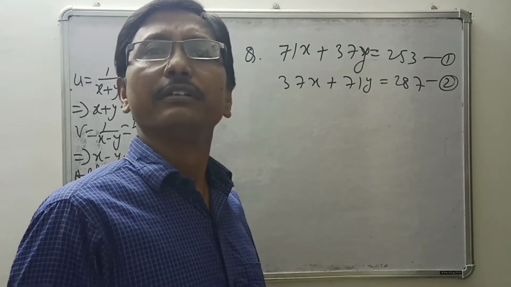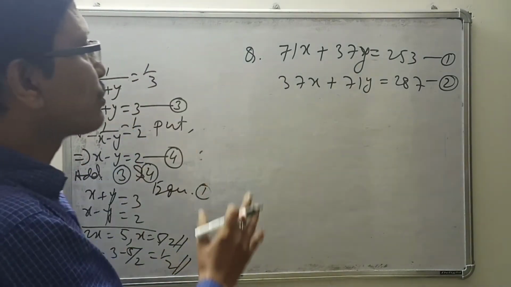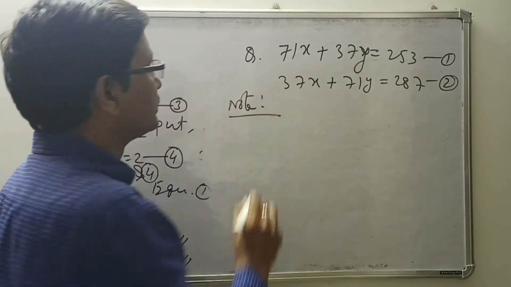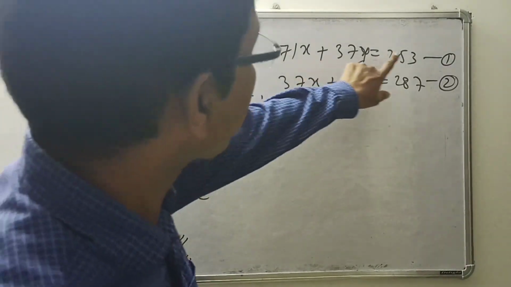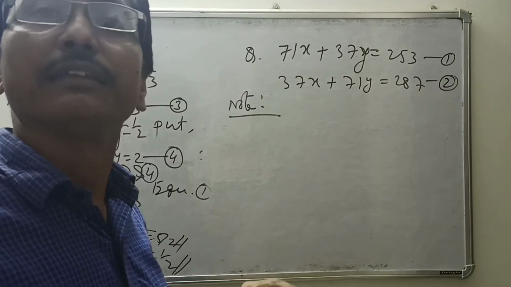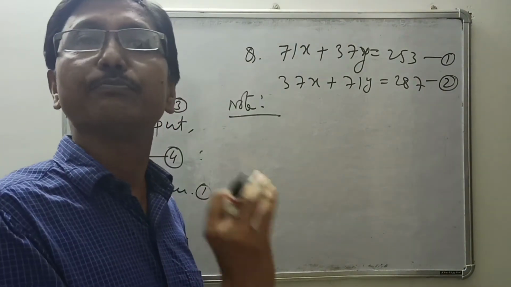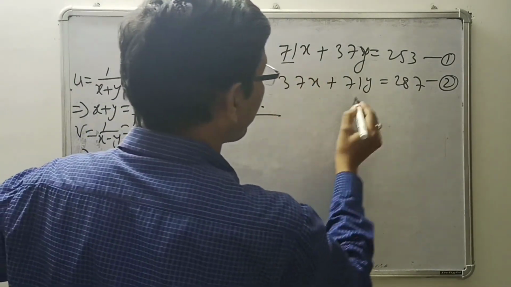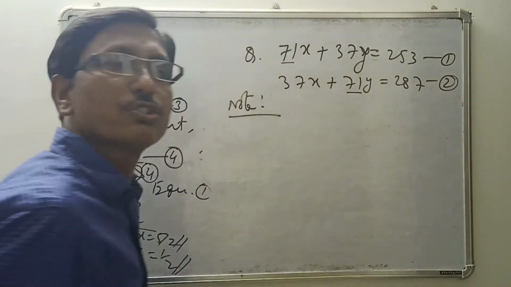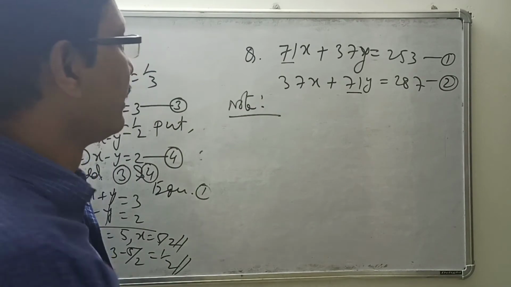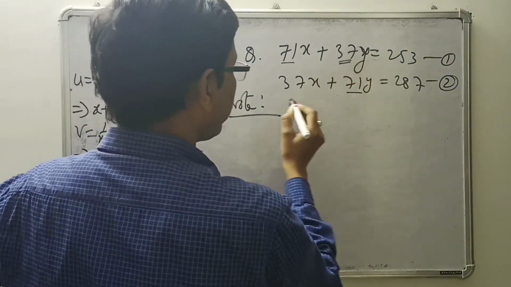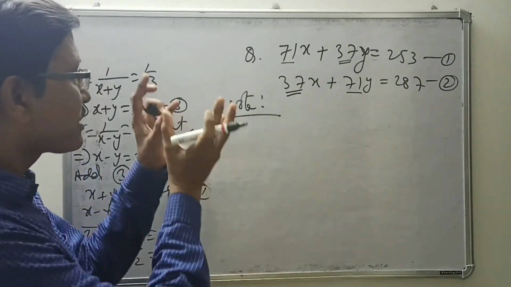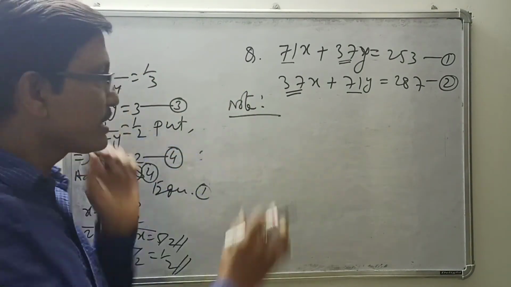See the question first. You have ax plus by plus c, but one very important piece of information is there. Here you have 71, and there you also have 71. Here you have 37, and in the second equation you also have 37. So what type of thing is this? That's why I have written a note there.